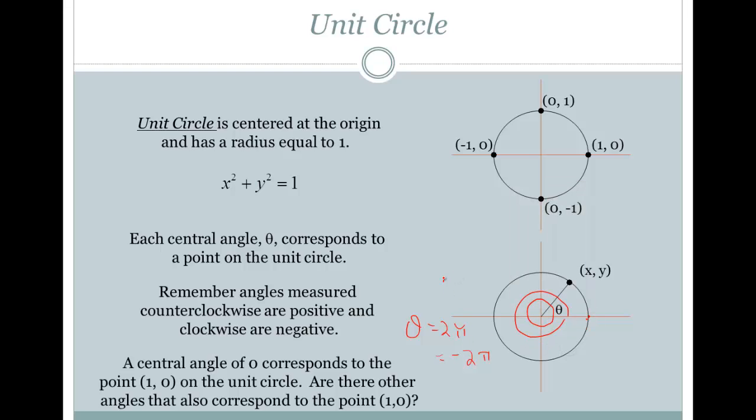Oh, I could say 4 pi, right? And that means I'm just going to do what? I'm going to go around. There's 2 pi, there's 4 pi, and boom, there I am. I'm right back there again. Okay? So understand that there's an infinite number of angles that work.